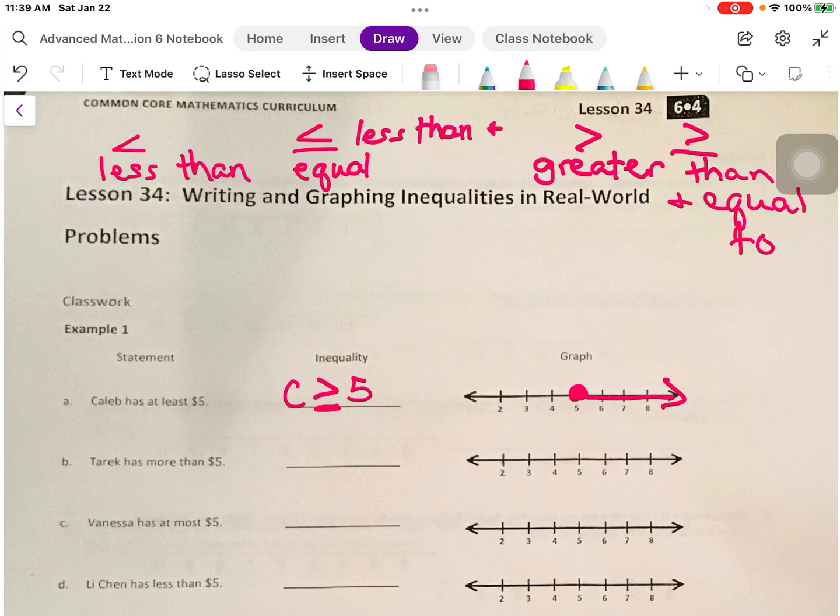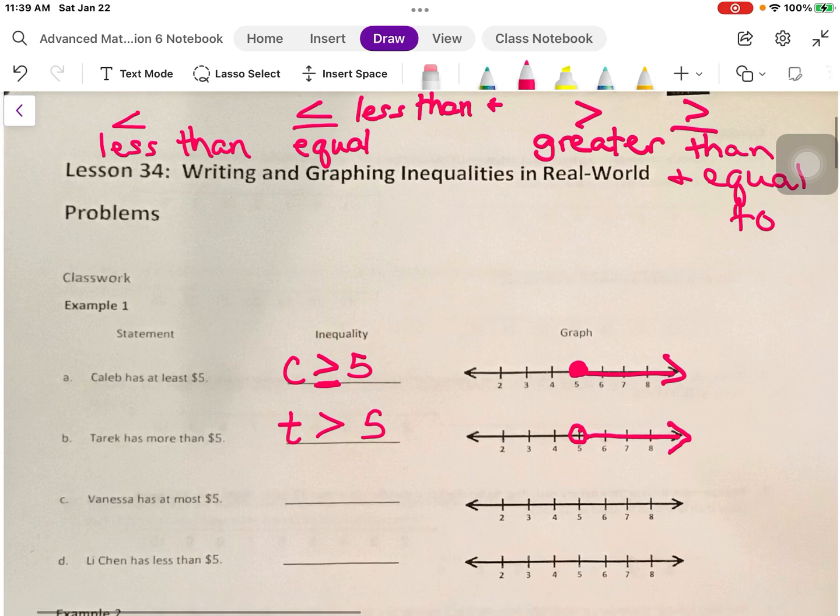Let's try the next one. Tarek has more than $5. All right, I can call him Tarek here, $5. Same thing. More than means it's going to be greater than. It doesn't say he has 5, it has more than 5. So that indicates to us when we graph it, it's going to be an open circle because it's more than, and it's going to go to the right, like that. So those are the two different graphs you might have for greater than or equal to, or just greater than.